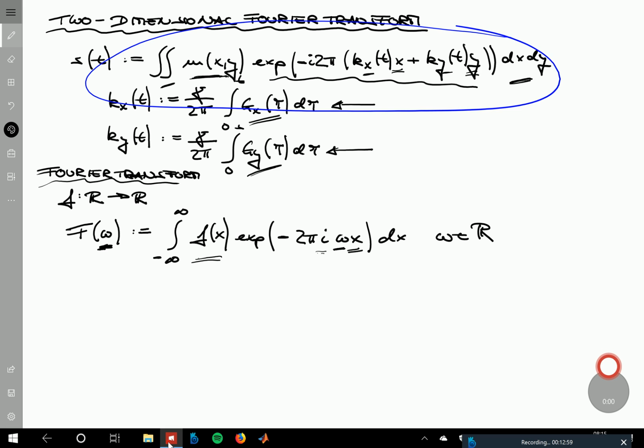So do you remember what these F of omega represent? What's the meaning of F of omega in Fourier transforms? Yeah, there are so many presentations. One cannot really learn anything else than doing PowerPoint bullet slides. So anyone remember what F of omega represents, or what's the meaning of a Fourier transform?